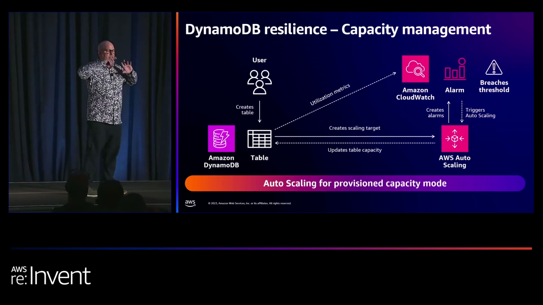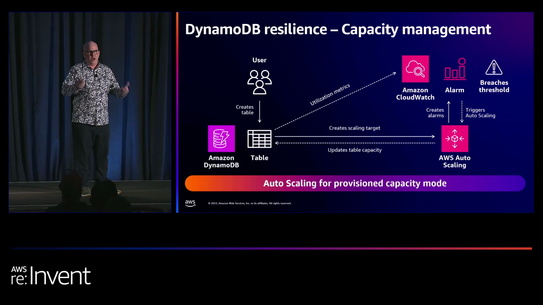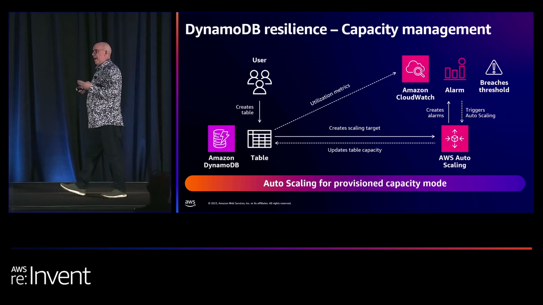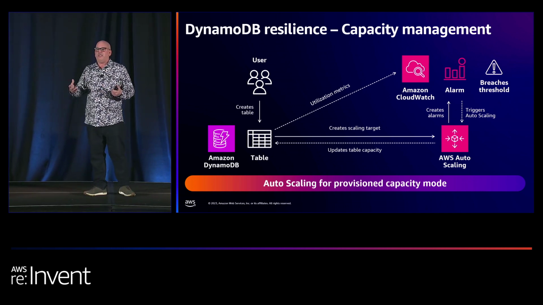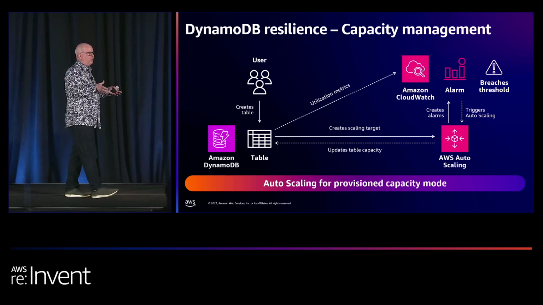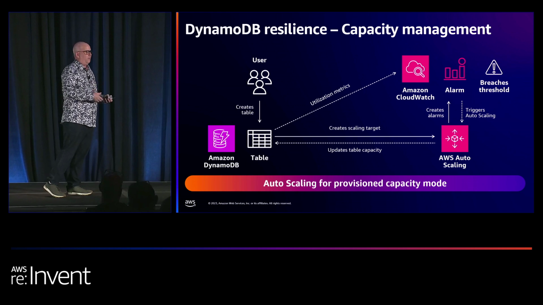So part of resilience is managing capacity and the need for throughput, and Dynamo offers a number of ways in order for you to manage this. We offer 2 different capacity modes, the first of which is called provisioned capacity. And you can think of this as 2 knobs on your DynamoDB table that you can turn in order to increase or decrease the amount of read and write throughput that table can handle.